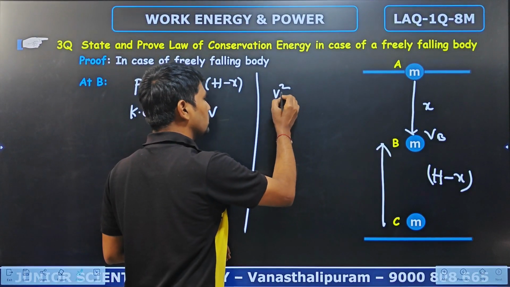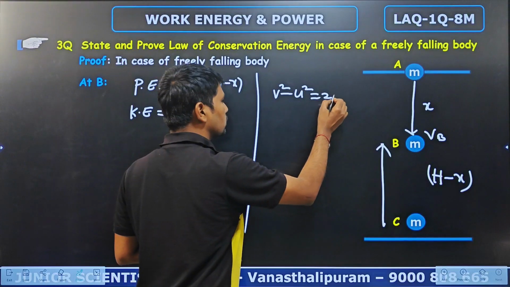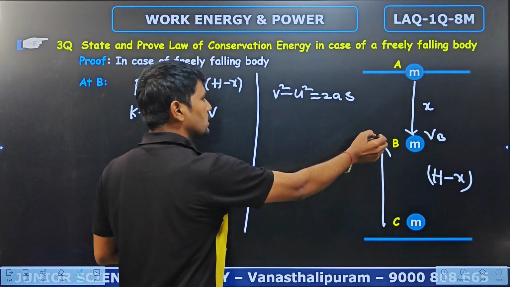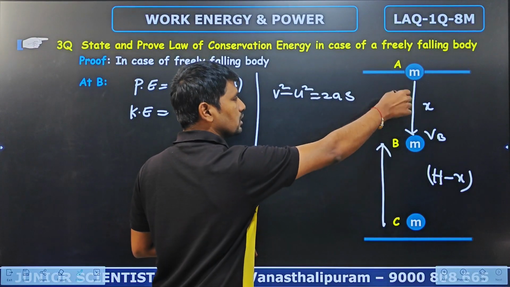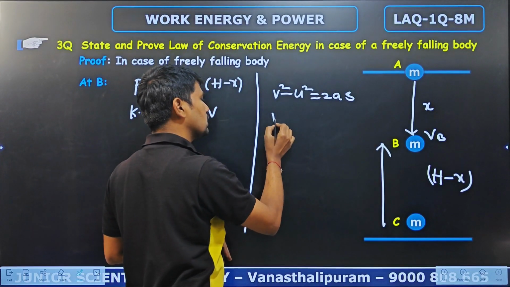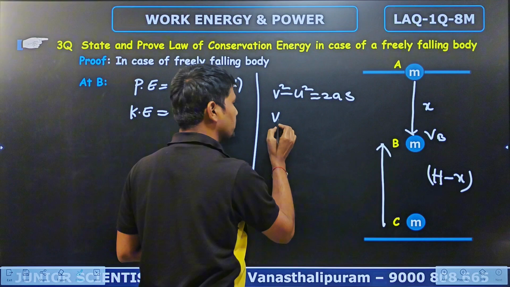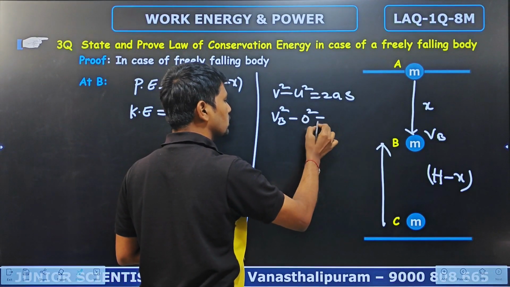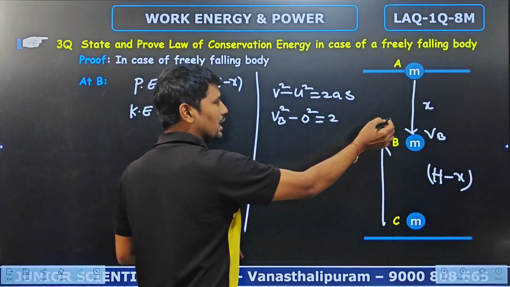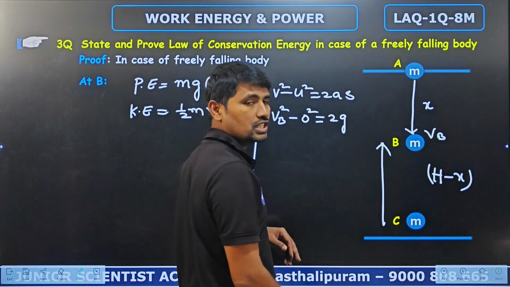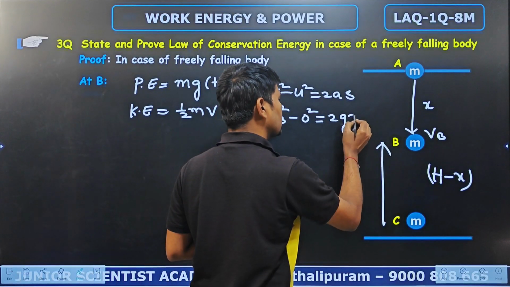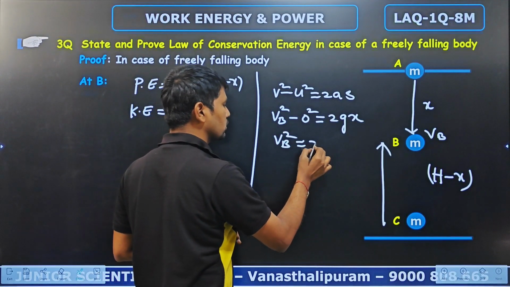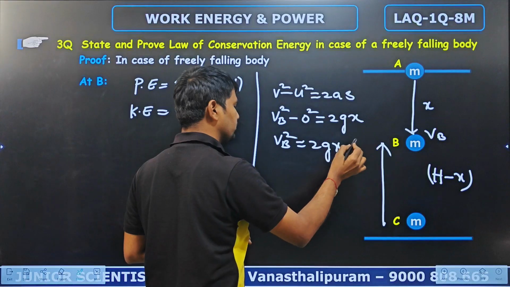We have the formula v squared minus u squared is equal to 2as. Here, final velocity v, initial velocity u. It started from rest, a freely falling body, so initial velocity is 0. Final velocity at B: vb squared minus 0 squared is equal to 2a, and acceleration is g. Displacement is x. So finally we get vb squared is equal to 2gx.